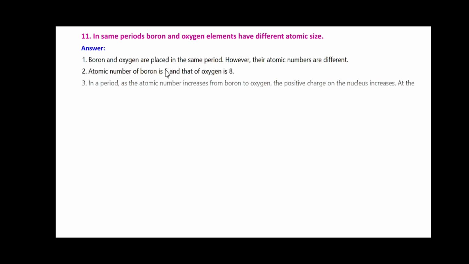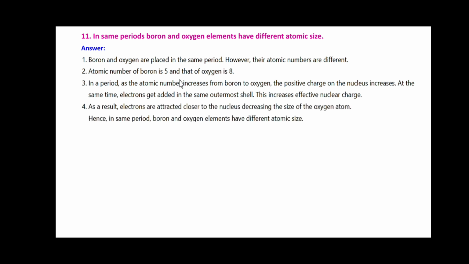In the same period, boron and oxygen elements have different atomic size. Friends, boron and oxygen are placed in the same period, however, their atomic numbers are different. Atomic number of boron is 5 and that of oxygen is 8. In a period, as the atomic number increases from boron to oxygen, the positive charge on the nucleus increases. At the same time, electrons get added in the same outermost shell. This increases effective nuclear charge. As a result, electrons are attracted closer to the nucleus, decreasing the size of the oxygen atom. Hence, in the same period, boron and oxygen elements have different atomic size.